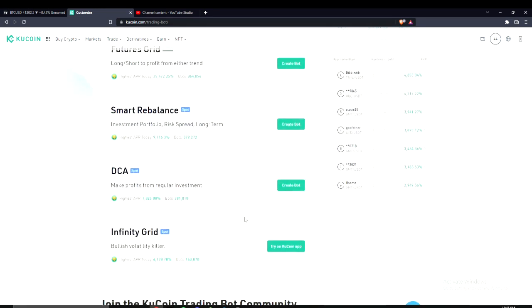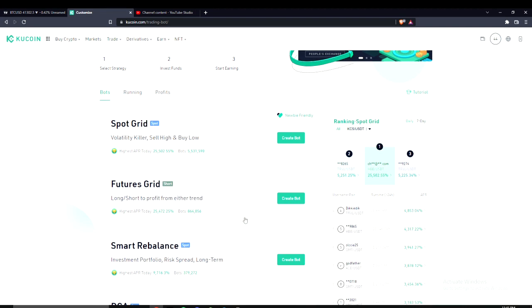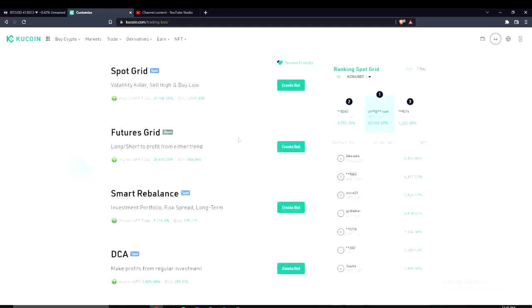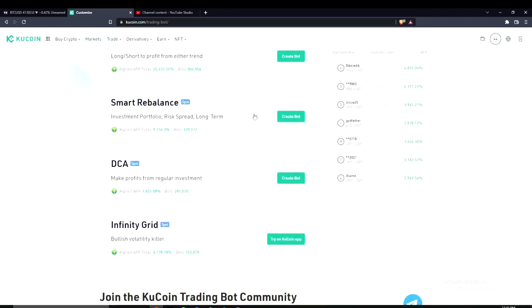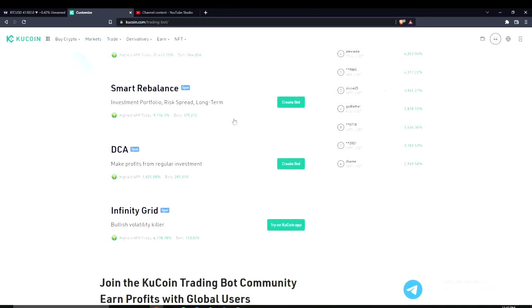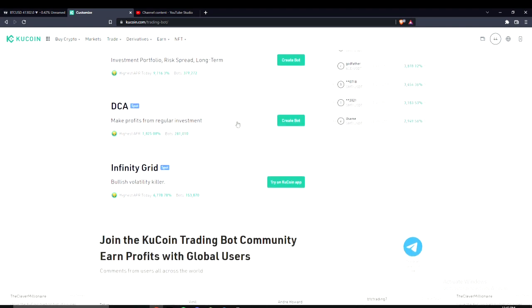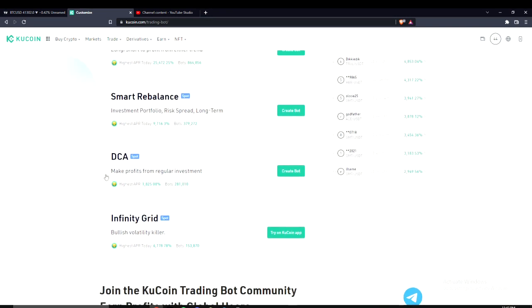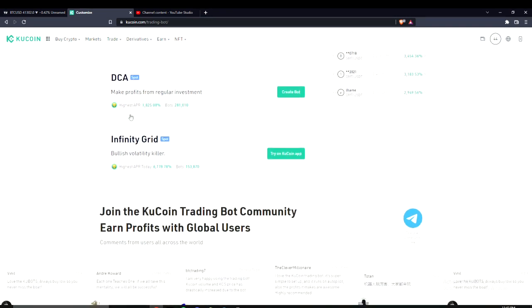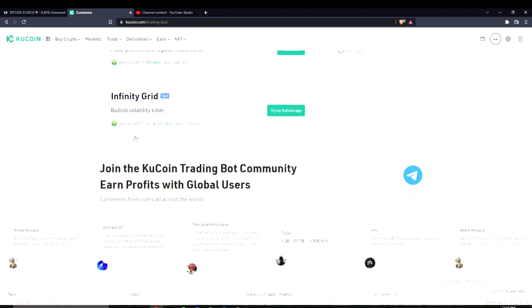All right, so yeah, these are all the bots. So on a scale of 1 to 10 on how risky they are, spot grid's probably like a 6 or 7, depending on whichever cryptocurrency you put on. Futures grid is like an 8. Smart rebalance is probably a 2 or 3. It's the least risky out of the bunch. Dollar cost average is probably like a 4 or 5, just because it is moderately risky, but you are overall going to get a better price than wherever the price is going to be, as long as it keeps going up. And then infinity grid, I'm not completely sure on that one.